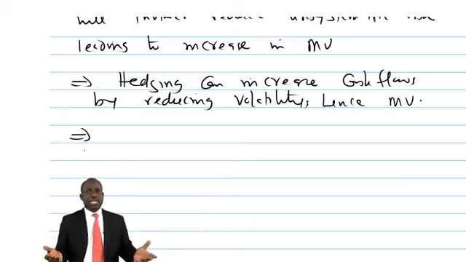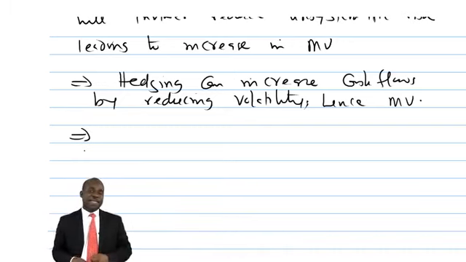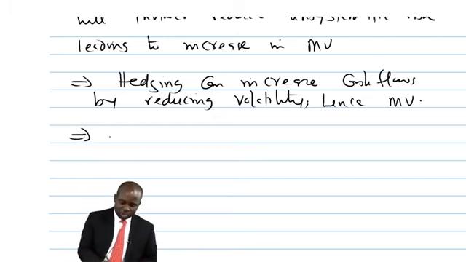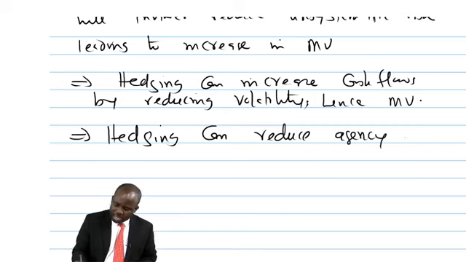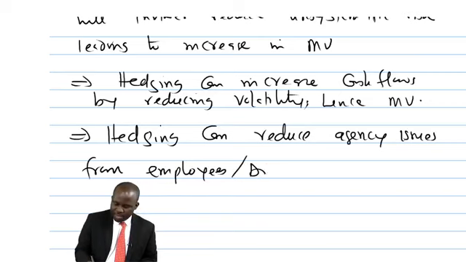Hedging. The question here is, hedging is to reduce risk. Will you like to work for a company that is not taking any measures to manage risk? That can happen if they are living in a perfect market. We don't live in a perfect market. So hedging, let me do it point by point for you, can reduce agency issues from employees and maybe directors.